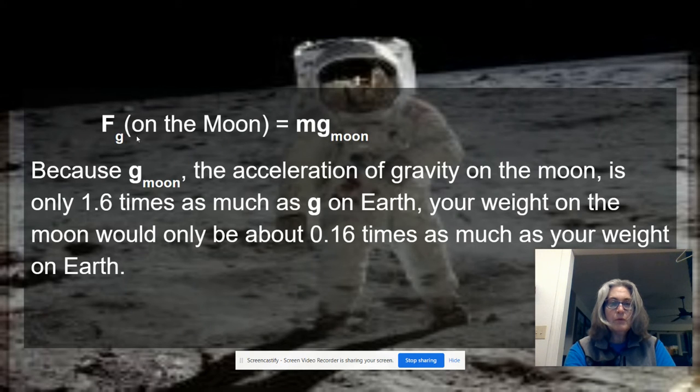All right, so your weight on the moon, the force of gravity acting on anything on the moon, is mass times the acceleration of gravity on the moon. So g on the moon is only about 1.6, about 1/6 as much as g on Earth. Your weight on the moon would be only about 0.16, or 1/6, as much as your weight on Earth.